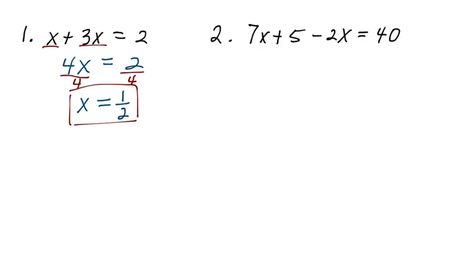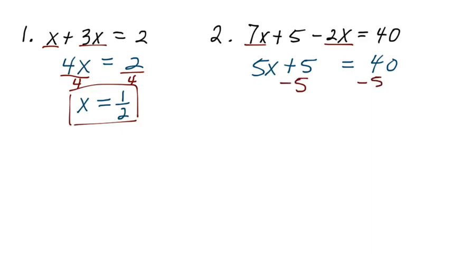So it's very similar to what we just did. The 7x and the minus 2x are like terms, so let's combine those, and we get 5x plus 5 equals 40. So again, all we had to do is simplify the left side, and now notice we have a two-step equation.